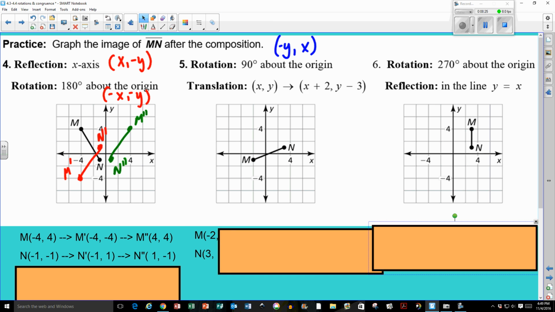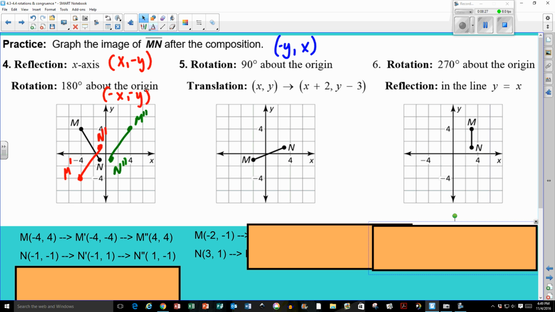So if I go here, they have to switch, so they trade places. So it will become +1, -2. So +1, -2. And they switch places. So that would be -1, +3. -1, +3. That would be n prime.